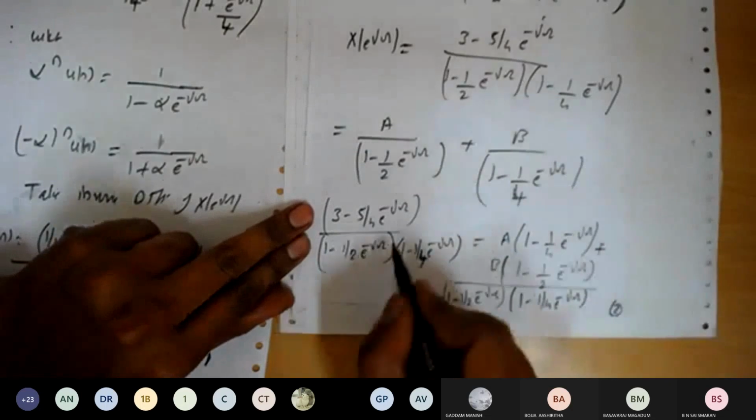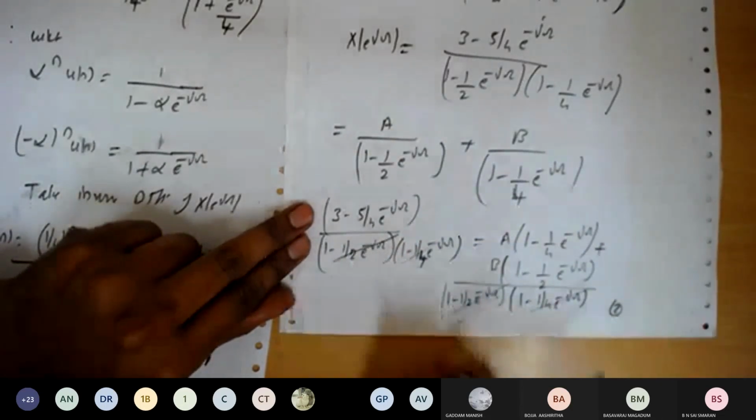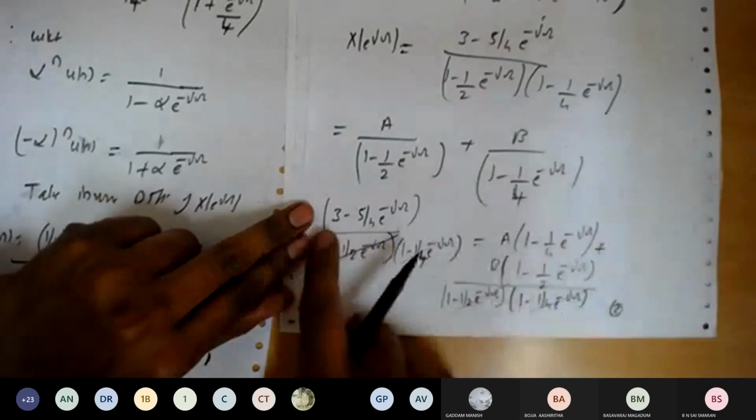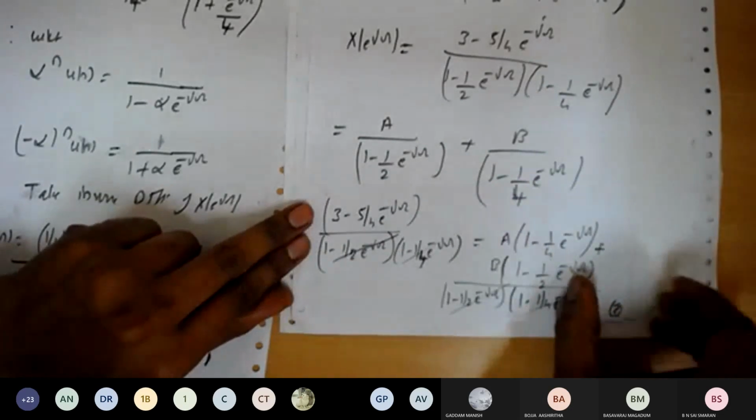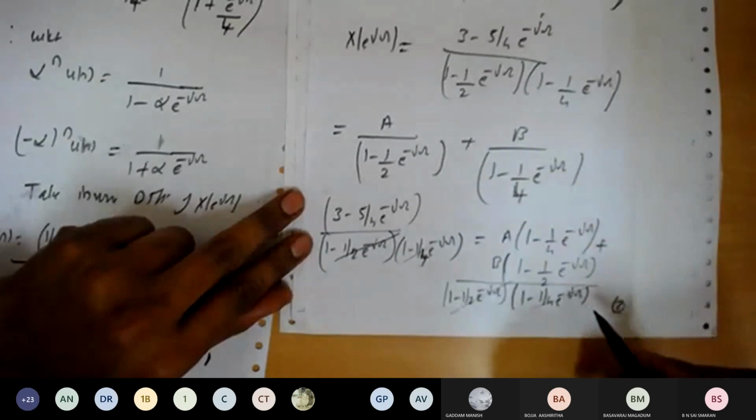So the denominator we can cancel here. We are left only with the numerator. The numerator is this one. So I'll rewrite this expression. Everyone taken, right?